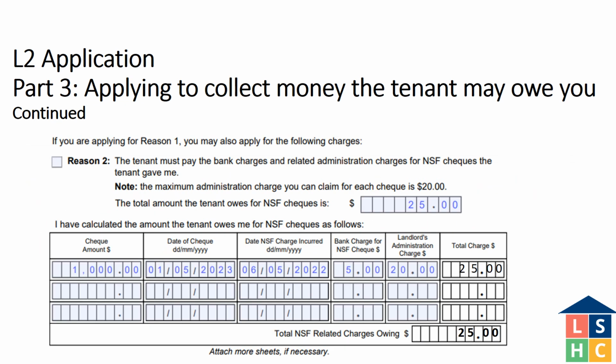If you are only applying to the Landlord and Tenant Board based on the N6, you can ask for the Landlord and Tenant Board to award you costs for any NSF charges you have incurred. Do not fill out this table if you have also filed for non-payment of rent and already included these amounts on the L1 application.